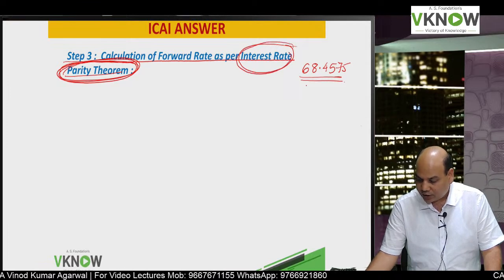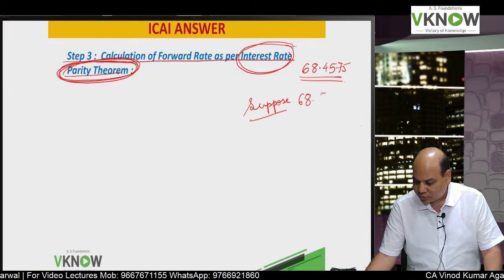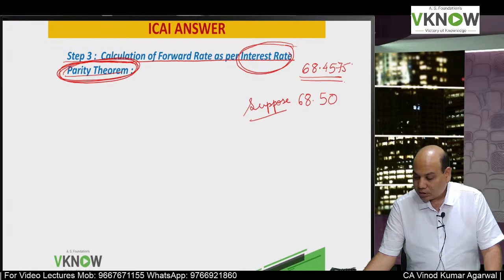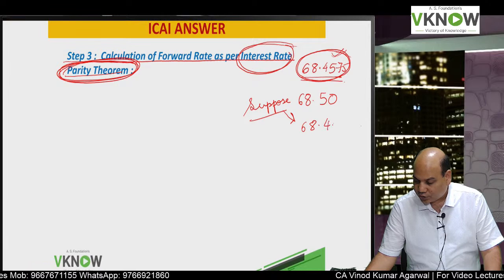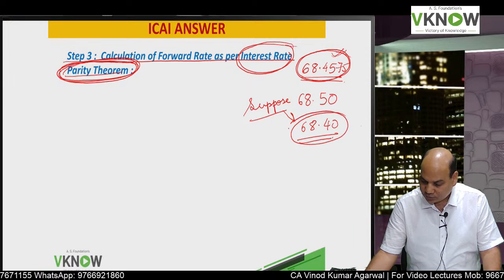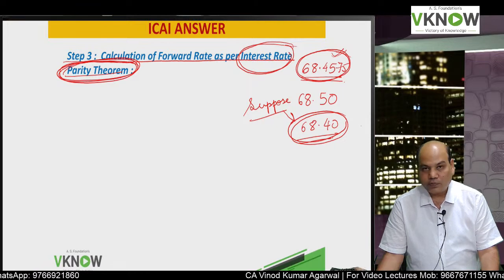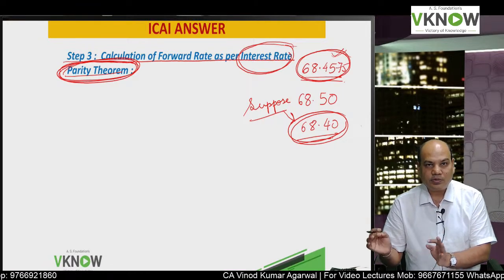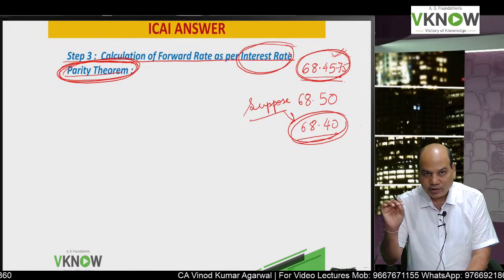Suppose as per IRPT it comes to 68.50, that means it is better to take forward cover because I will have to pay at a lower rate. But suppose it comes to 68.40, then it is better not to take forward cover, wait for 6 months, and as per IRPT the rate will be 68.40. So we have to check what the exchange rate would be after 6 months as per IRPT, because we are given the interest rate in both the countries.